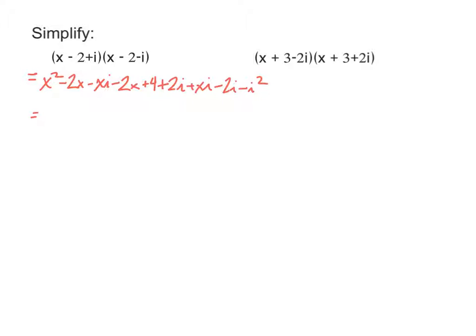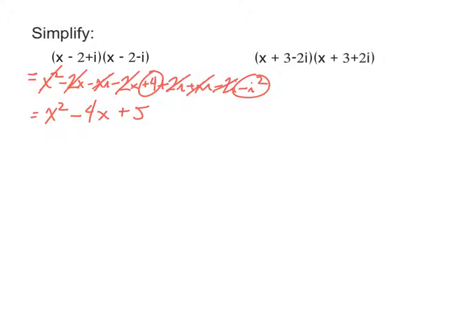So I only see one x squared, then I have minus 2x and minus 2x right here, so that's minus 4x. Then we have minus xi and plus xi, so that makes 0. Then 4, and this guy is going to make plus 1, so 4 plus 1 is 5. And then plus 2i and minus 2i, they cancel. And there we go. It all simplifies down to something real nice. But it's that intermediate step that takes a chunk of time.